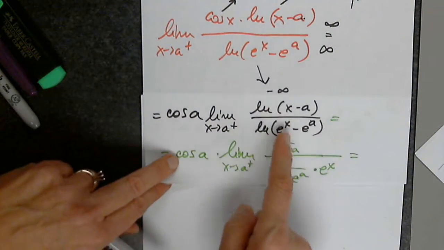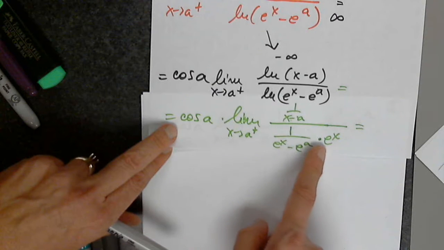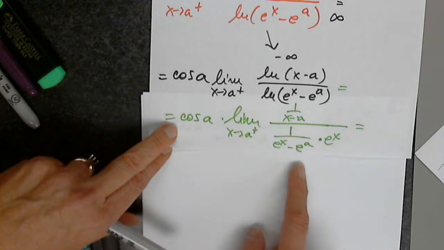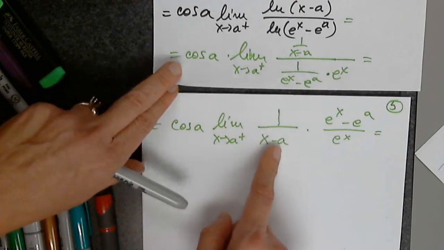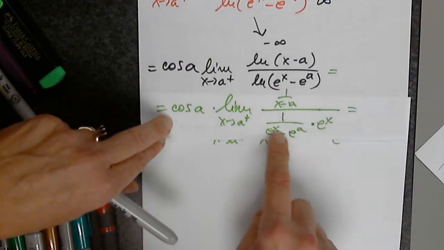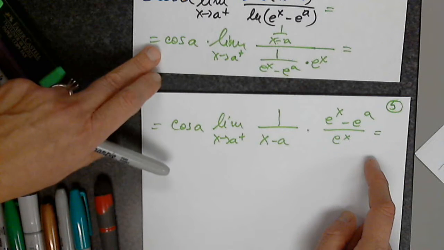So then I have infinity over infinity. I differentiated the top, 1 over x minus a. I differentiated the bottom, and I get this. Are we okay so far? So now I have a fraction 1 over x minus a, but this is e to the x over this, so I have to flip it, and I did. Is this step clear now?